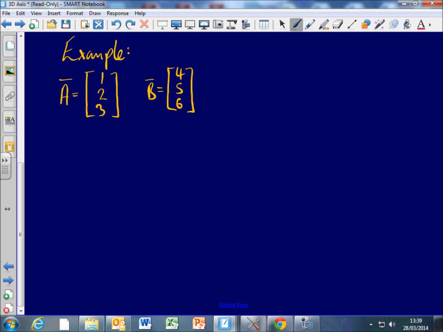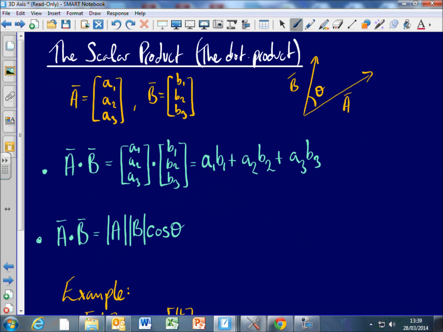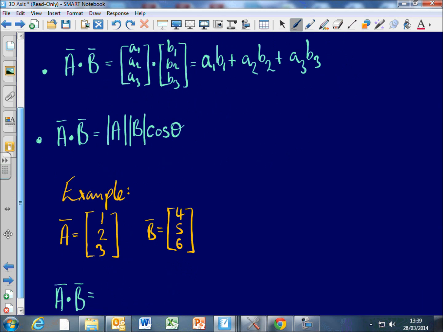Okay, so I'm going to do the dot product of A and B, and I'm going to work out what the answer is. Now, do I know what the angle is? No, that's what I'm trying to find out. So I can't use the second formula to get me an answer, because there's no theta. I don't know it. I can use the top formula, can't I? I can use that top formula for the scalar product and it will give me an answer. A1 B1 plus A2 B2 plus A3 B3.